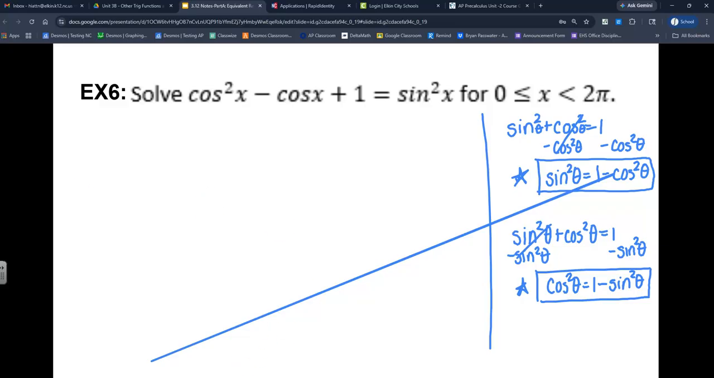Now, let's look at the problem. Should I try to change everything to cosines or to sines? Or does it matter? Okay, why, Evan? That is true, but there's a bigger reason. A bigger reason.